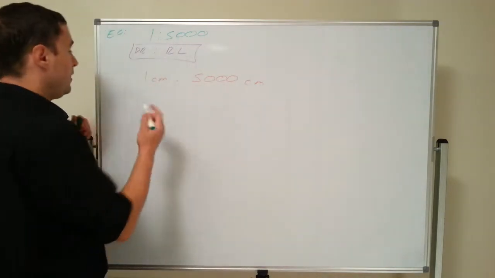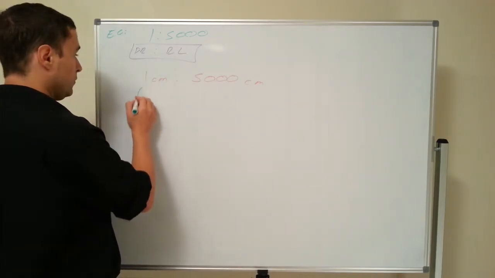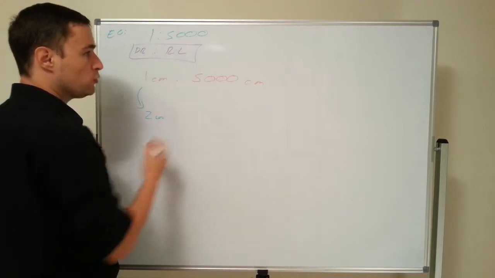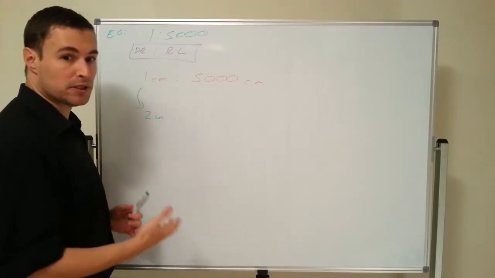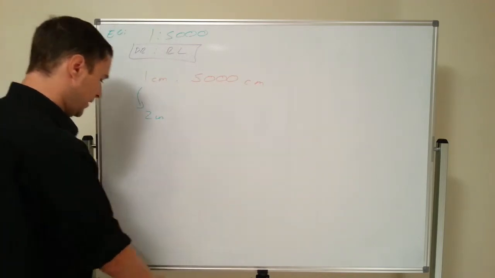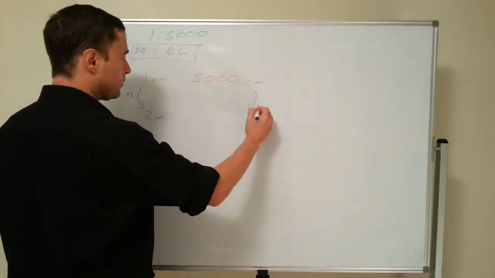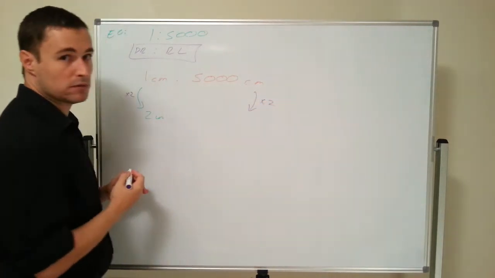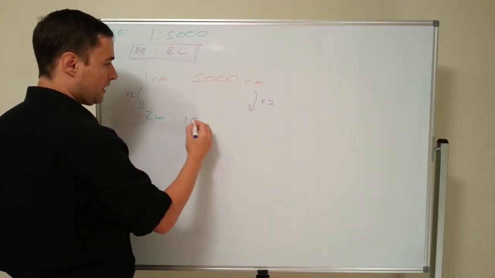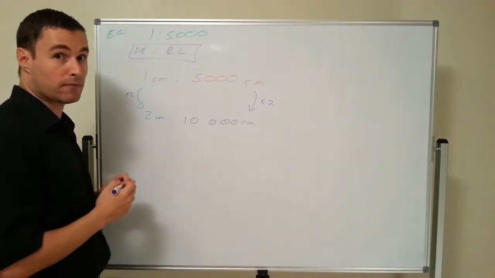Right. If I want to change this now to 2 centimeters on the map, on the drawing, well, 2 centimeters on the drawing is to what? How many centimeters in real life? Okay, well, right. What I do to 1 to make it 2, I times it by 2. So what must I do on this side to convert that as well? I have to times it by 2. So this now is 5,000 times by 2 is 10,000 centimeters. Are you with me? Okay.